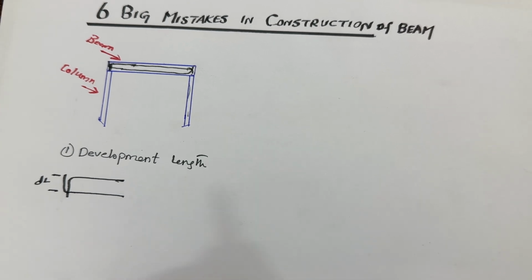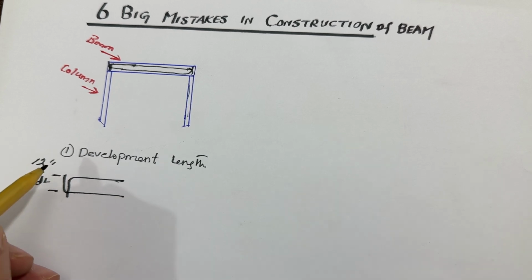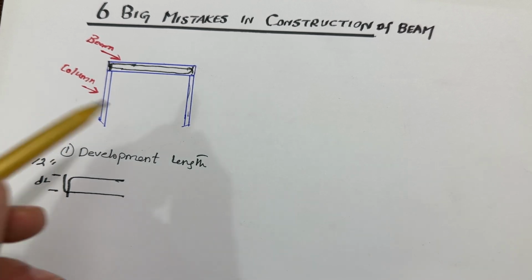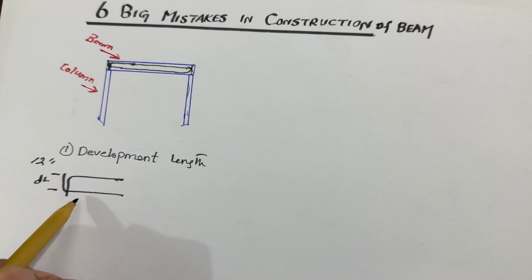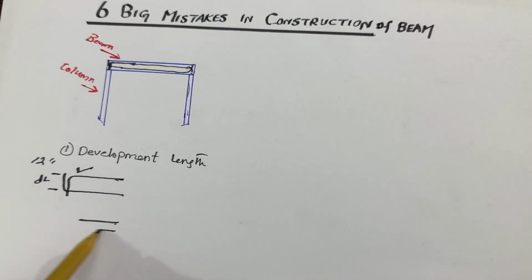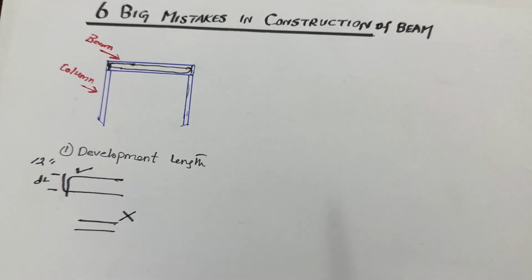The development length should not be less than 12 inches. But in many constructions I saw these 6 big mistakes, and they are not providing development length. It should be provided like this. This is the best way. So don't do it like this. This is the wrong way for the development length.